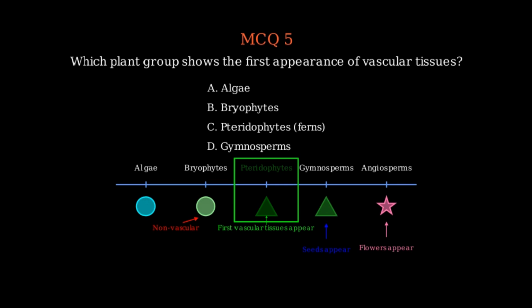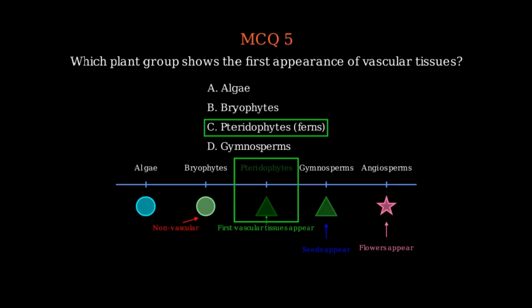Option C suggests pteridophytes, ferns, first developed vascular tissues. This is correct. Pteridophytes were the first plants to evolve true vascular tissues, allowing them to grow taller and survive better in drier environments compared to bryophytes. Option D suggests gymnosperms first developed vascular tissues. This is incorrect. Gymnosperms have vascular tissues, but they evolved after pteridophytes in the evolutionary timeline. So the correct answer is C, pteridophytes, ferns.